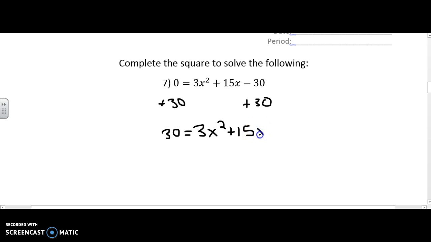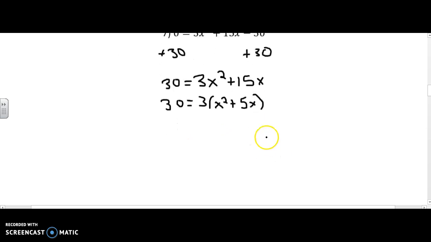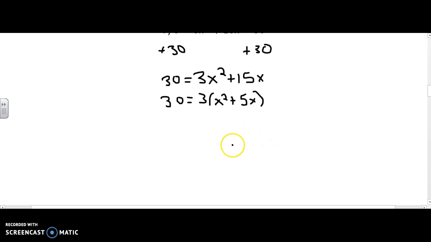Then we need to go ahead and take a GCF out from this side. So we'll take out a 3, and we have 3 times x squared plus 5x. Remember, it's not really a true GCF that we're taking out because we still have that x in there. Really what we're doing is taking out the leading coefficient. It gets it set up so we can convert into vertex form and then solve.